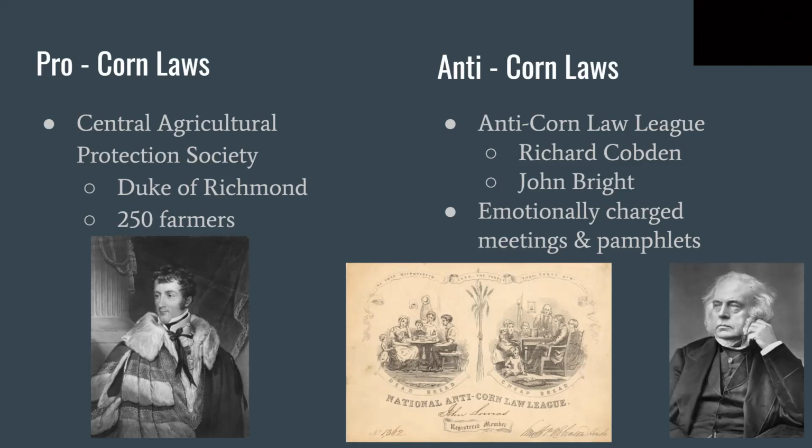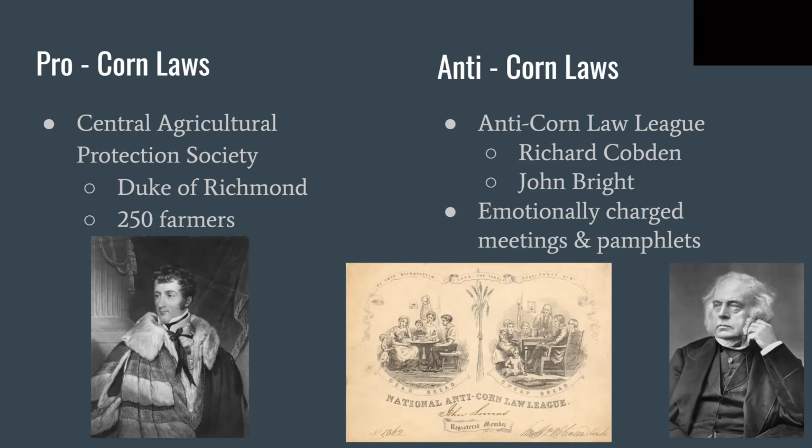Now, on the other side of the fight was the Anti-Corn Law League. The Anti-Corn Law League was a middle-class, nationwide organization that held many popular rallies supporting the repeal of the Corn Laws. The first Anti-Corn Law Association was set up in 1836, but it did not catch on nationally until 1838. Two of its leaders include Richard Cobden and John Bright, with Cobden as the strategist and Bright as its orator.